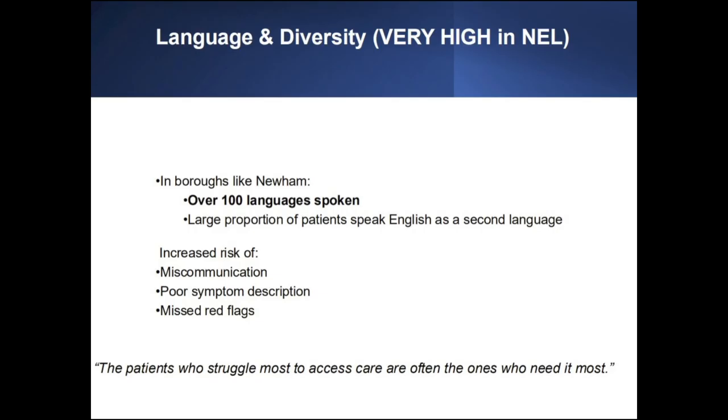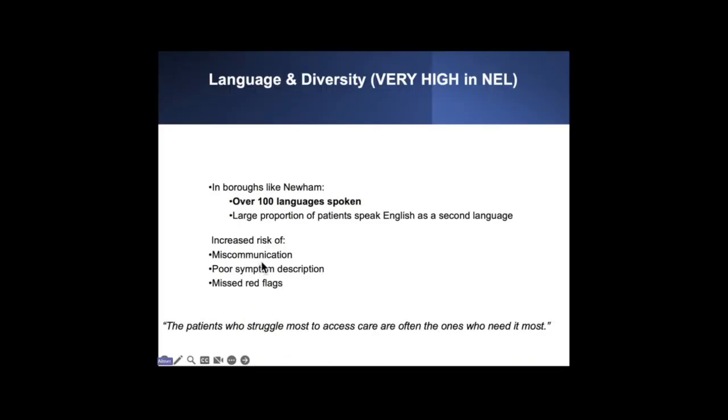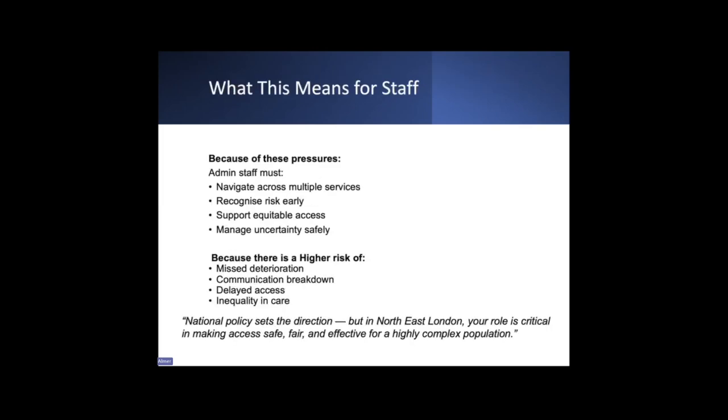Okay, well done. One of you has said, use simple sentences. And this will reduce the chance of miscommunication, not identifying what's going on and missing red flags. Quite often the people who are struggling to access our care are the ones that actually need it. These are the patients who really need it, and that's why we don't want to be missing out on what's actually going on. So remember, your job is to identify risk early, and we want to be fair, and we want to manage uncertainty safely.